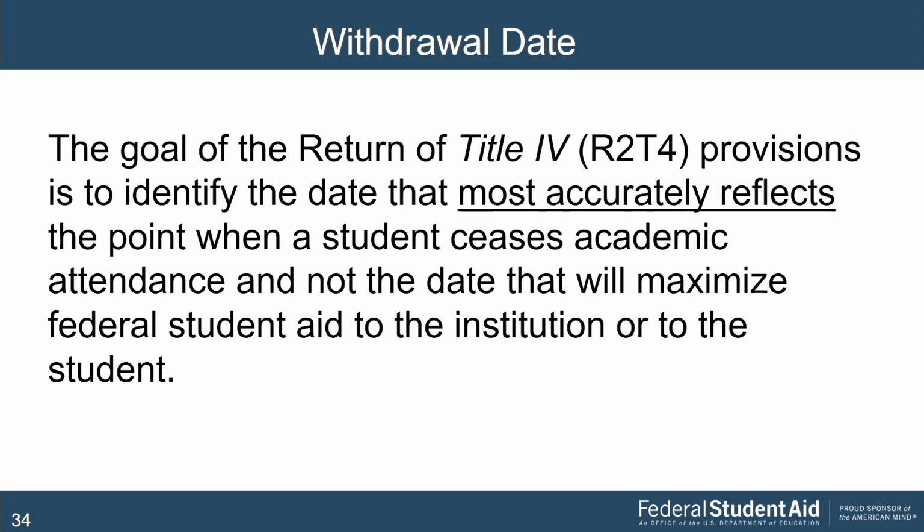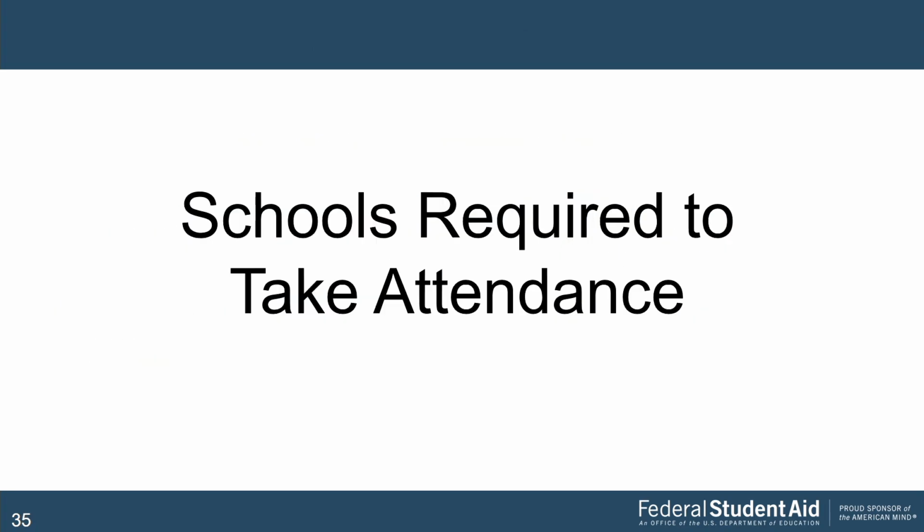And the goal of the return of Title IV provisions is to identify the date that most accurately reflects the point where the student ceases academic attendance, not the date that's going to maximize the federal aid to the institution or to the student. Usually we don't have to say that. I've had a few schools that say, well, we're trying to maximize their aid, and that's good, but you have to follow the regs. So that can't be your goal.